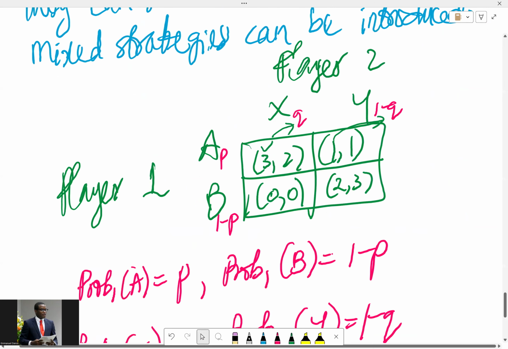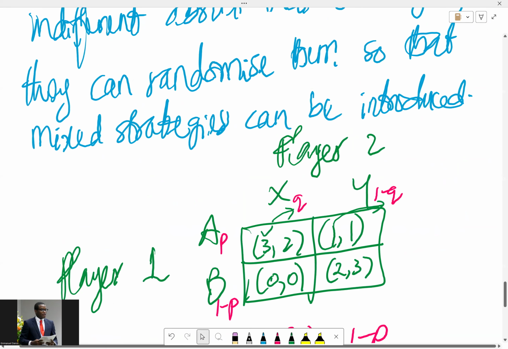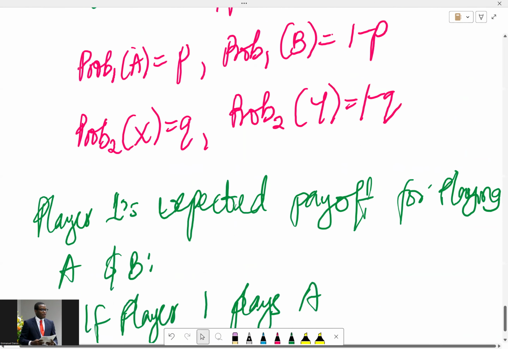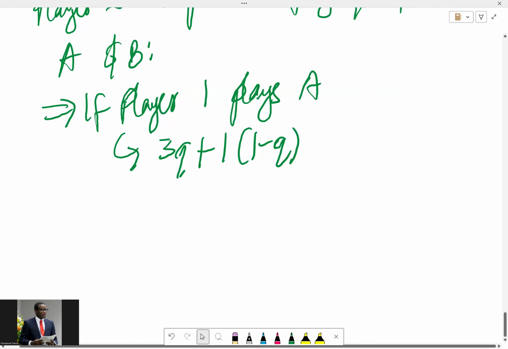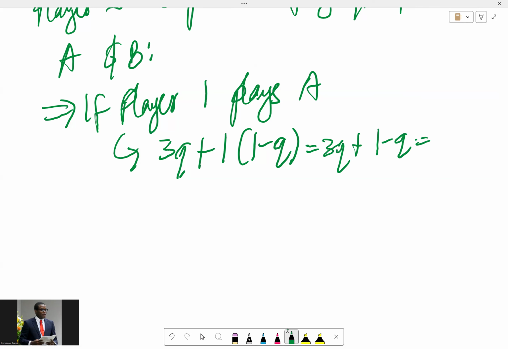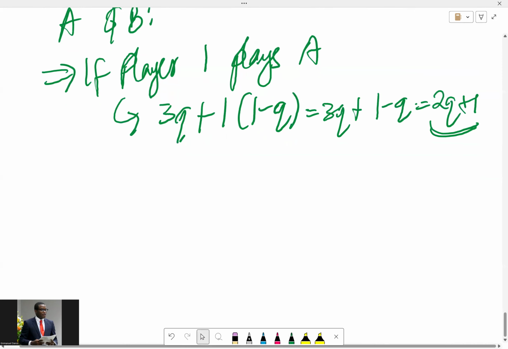Again, don't forget, we are talking about player 1 now, playing strategy A, no matter what player 2 plays. So we have 3Q and 1 into 1 minus Q. So we have 3Q plus 1 minus Q, and that is equal to 3Q minus Q, that's 2Q plus 1. Okay, so we have that weighting.